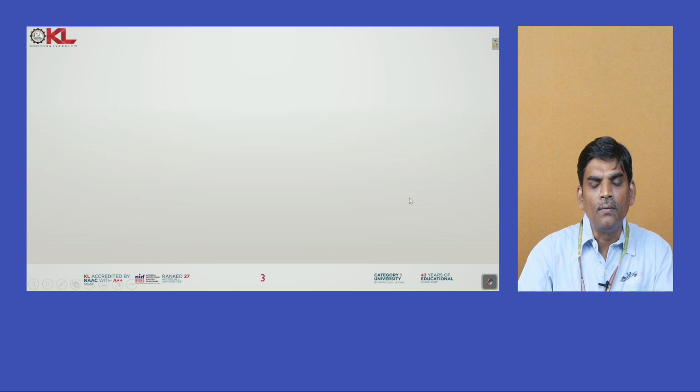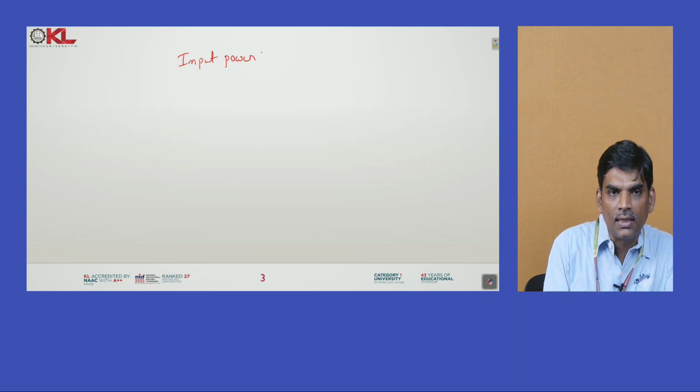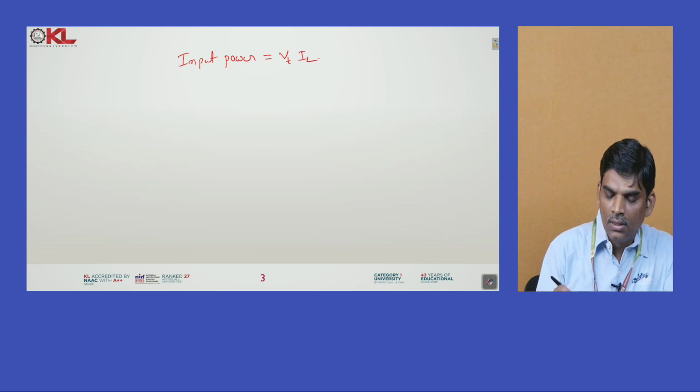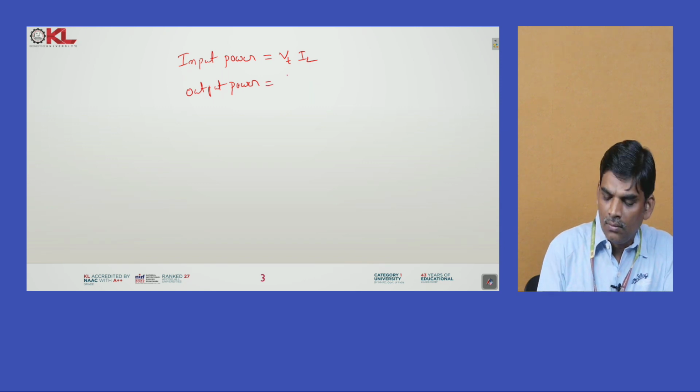So how to calculate the input? The input power is electrical power. So we calculate it from the terminal voltage and load current. And the output power is mechanical power, which we measure with the brake drum.